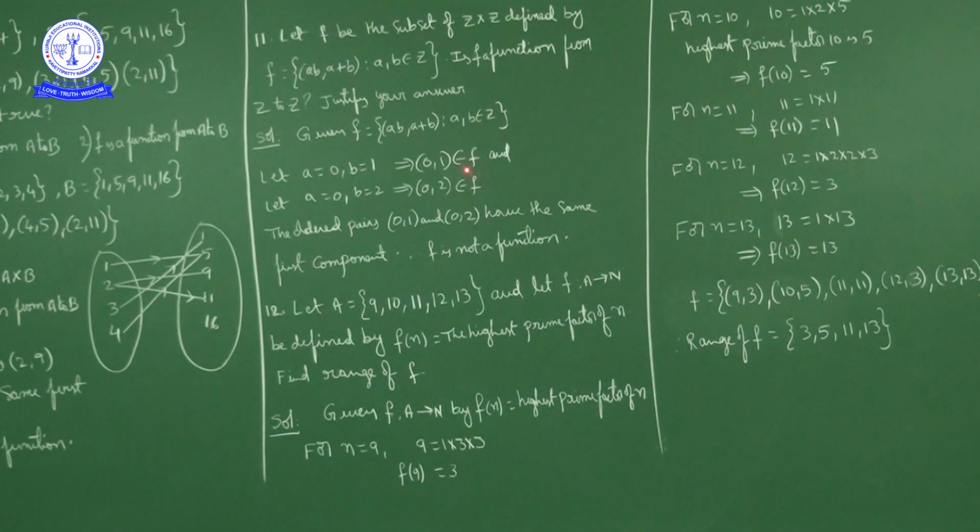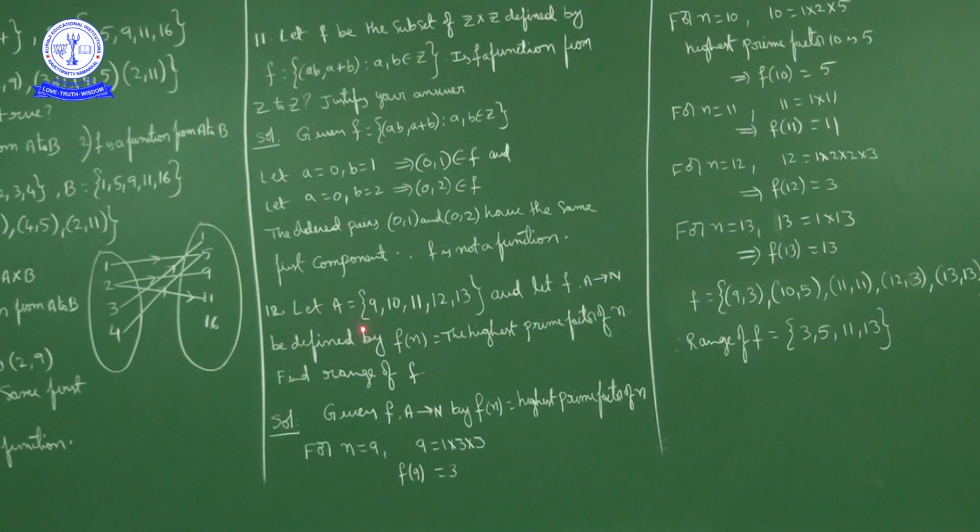Now (0, 1) belongs to F and (0, 2) belongs to F, which means 0 in the domain is mapped to 1 and 2. Not only this, you can give one more example. A is 0 and B is 3, then the first component is the product, 0, and the second component is 0 plus 3, which is 3. So (0, 3) also belongs to F. So 0 maps to 1, 0 maps to 2, 0 maps to 3. You have ordered pairs (0, 1), (0, 2), (0, 3) having the same first component, so obviously it is not a function. F is not a function. Next question.